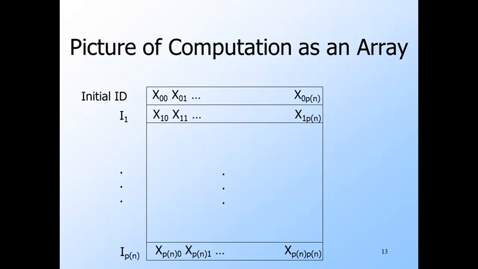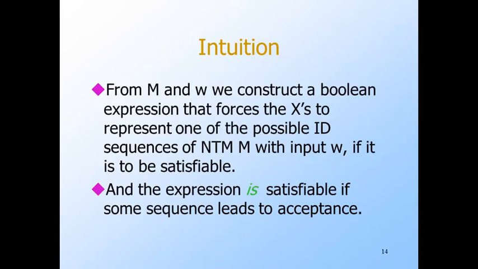And the expression also requires that the state in the final ID, I sub pn, is an accepting state. Thus, from m, which it knows, and w, which it sees, the transducer constructs an expression. Any satisfying truth assignment for this expression will give the x's the proper values that form an ID sequence of m with input w, leading to acceptance.